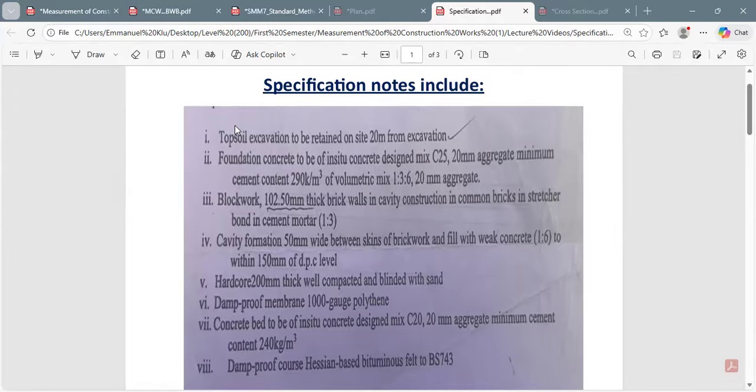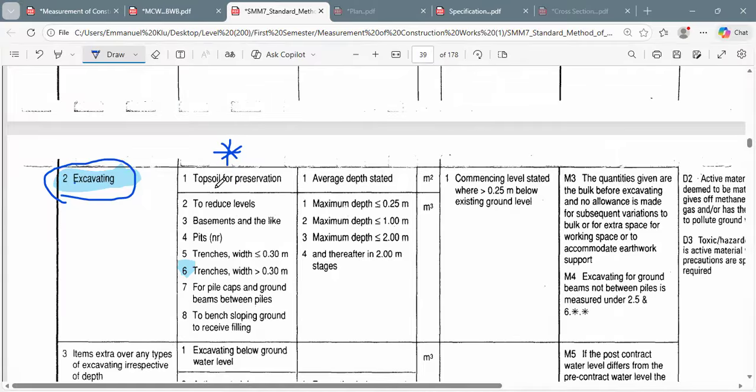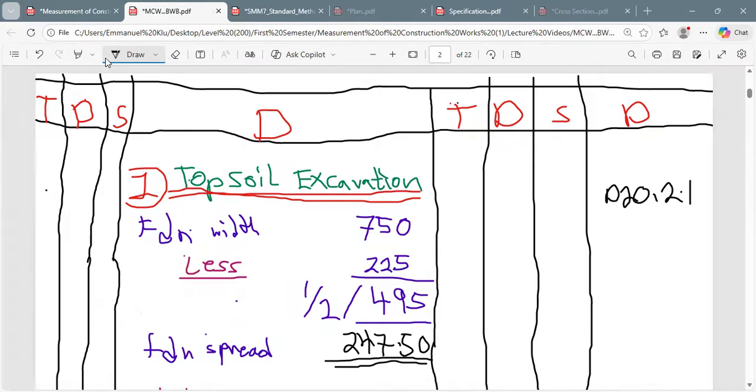Okay, so from the SMM7, you have seen it. You said that the first one is what? Let's talk about the topsoil for preservation. If there is a reduced level, we can talk about it. If there are some pits, some numbers, or even basement or anything, we talk about it before we even come to the next column. So we are still on the first column. Let's go to the takeoff list.